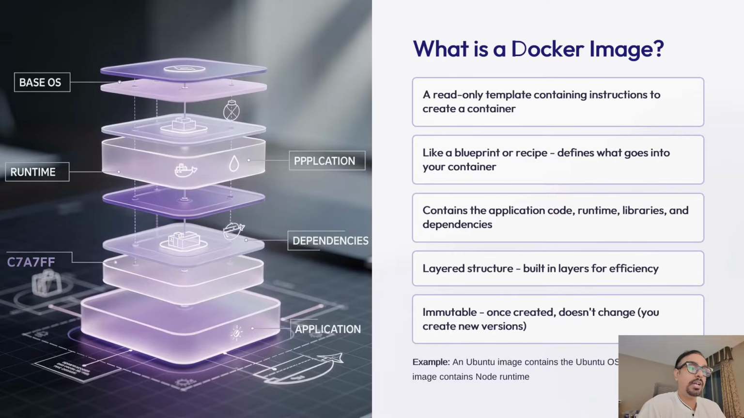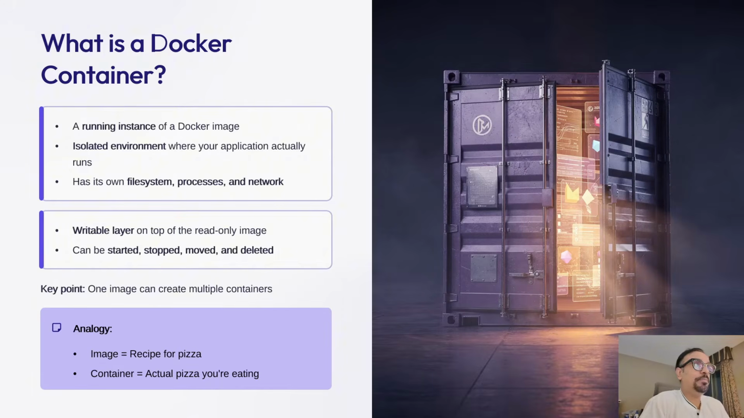Images have a clever layered structure. Imagine stacking transparent sheets, each adding something new. This makes them efficient because layers can be shared between images. If you are a programmer, think of images as classes in object-oriented programming. They define the structure. Containers, which we are going to discuss next, are associated with this classes concept that I just mentioned.